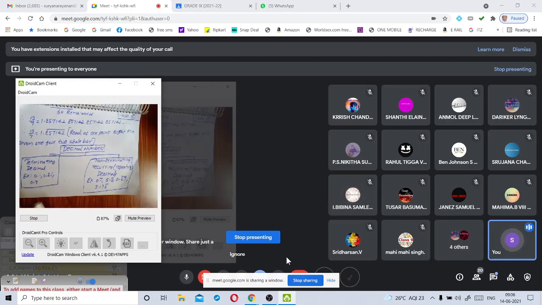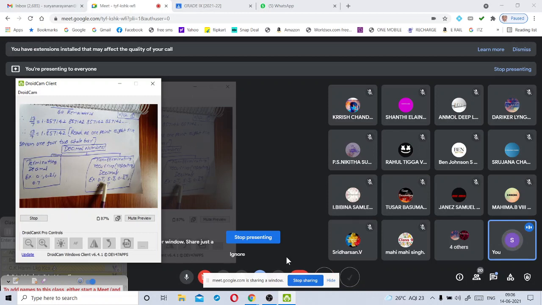See this screen, my dear children. In the previous class, we have discussed these two types of decimal numbers. First one is terminating decimals, and the second one is non-terminating recurring decimals. These are also called non-terminating repeating decimals. For example, 0.1 bar. What is recurring here? Can you tell me? In this decimal number, what is recurring?